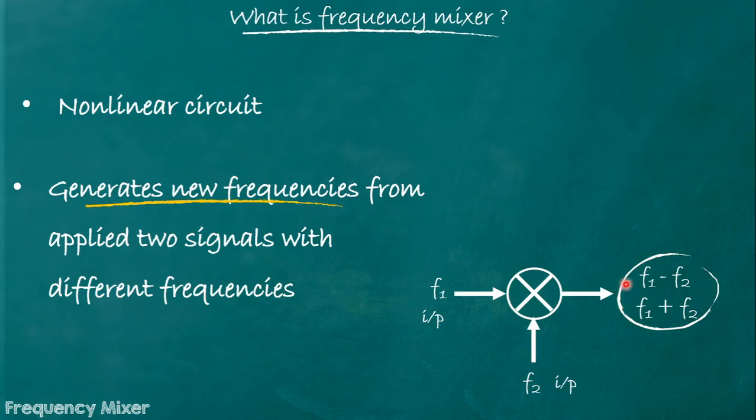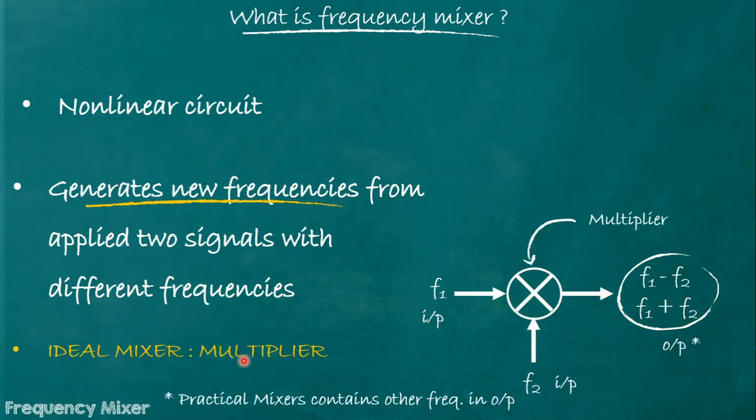Now, this F1 minus F2 is called the difference frequency and F1 plus F2 is called the sum frequency. So an ideal mixture generates two frequencies, which are nothing but a difference frequency and a sum frequency. Also, an ideal frequency mixture is nothing but just a multiplier which multiplies the two input signals and generates the sum frequency and difference frequency in the output.